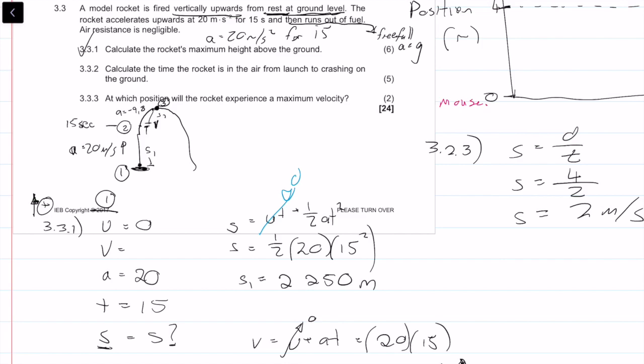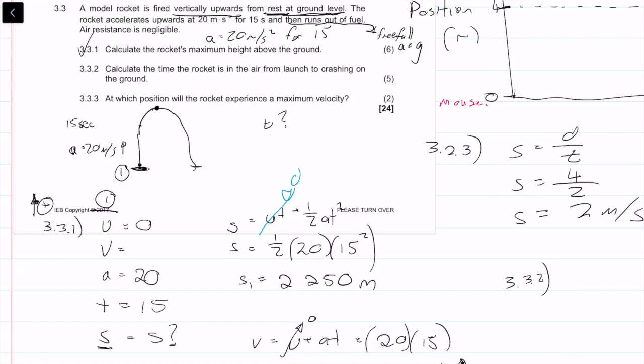Question 3.3.2. Calculate the time the rocket is in the air from launch to crashing on the ground. So from launch, let me clean this up a little bit. I'm going to try to use the same diagram. What we want is the time, so time is the unknown here. So let's do question 3.3.2 right here. The unknown is time.